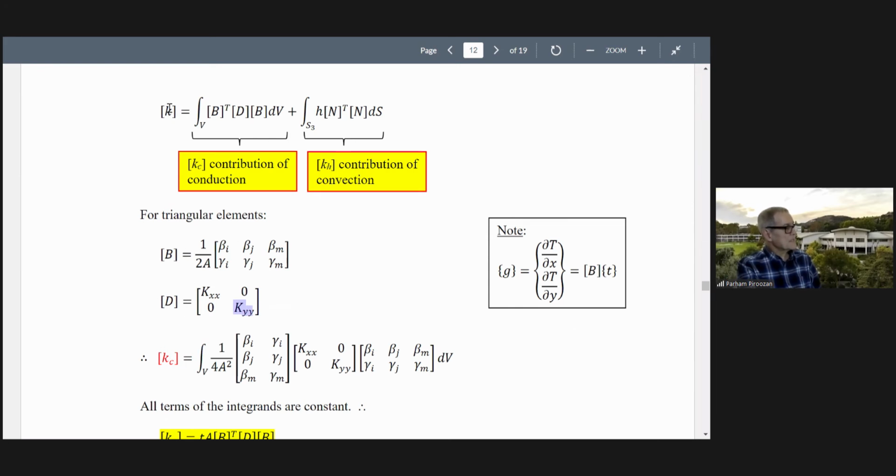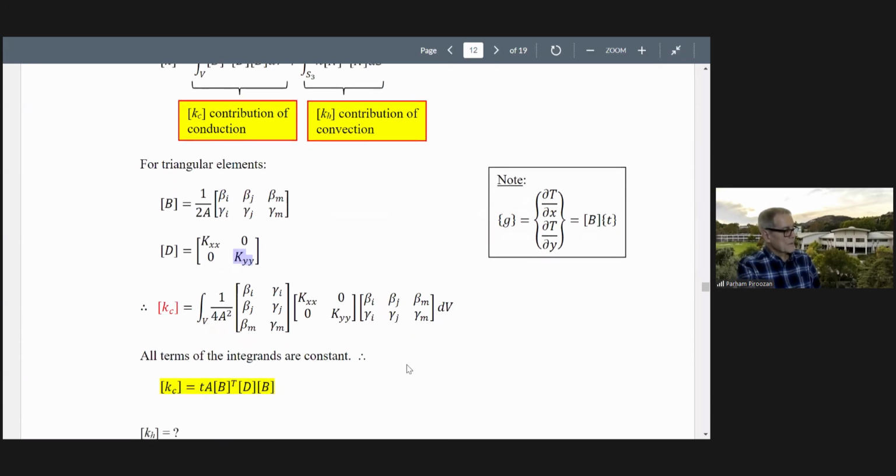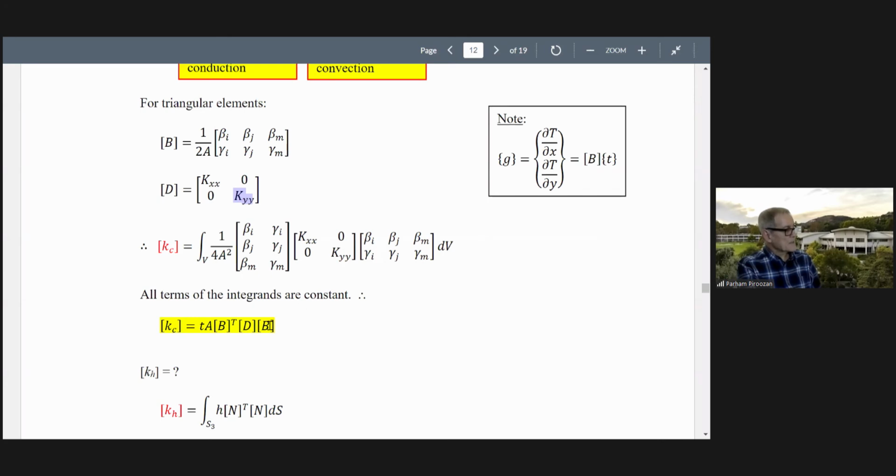K sub C. Now this piece, just plug the values. This is B transpose, this is D, this is B, multiplying, and these are all what? They are not functions of x and y. These are just coordinates of these nodes. These are just some numbers. Everything comes out. So K sub C is actually tA B transpose DB.